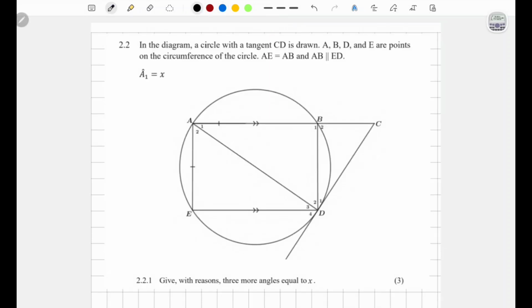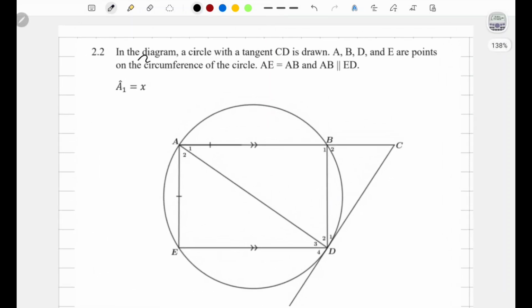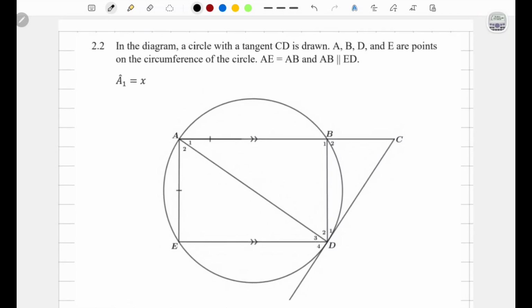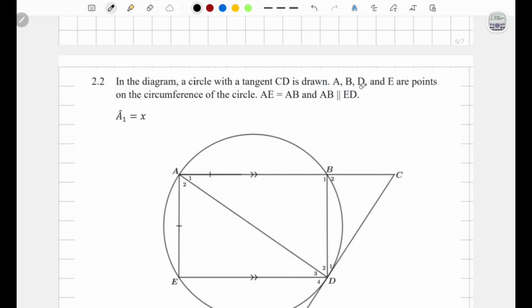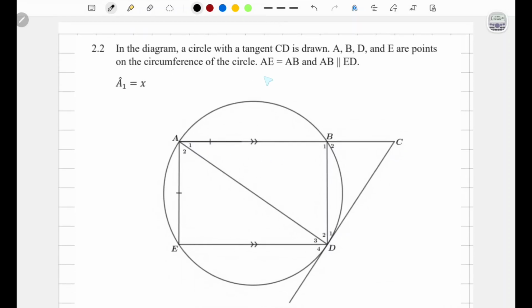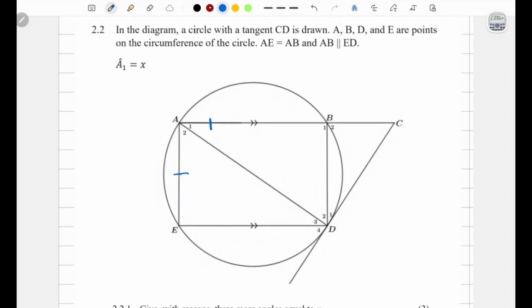Okay, so now we're on question 2.2, and 2.2 says, in the diagram, a circle with a tangent CD is drawn. Then we have A, B, D, and E are points on the circumference of the circle. Then they tell us that AE is equal to AB. So AE and AB are equal. And we have that AB is parallel to ED. So those two lines are parallel. Then they also tell us that angle A1 is equal to X. So let's actually just put that down.